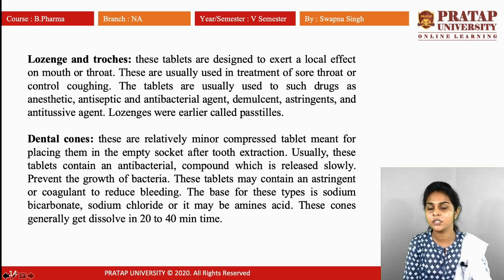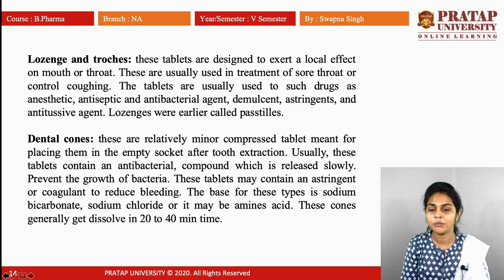Lozenges or troches, for example, Vicks or some antitussive agents, are used to treat the sore throat or control the coughing. That is called lozenges. These tablets contain drugs like anesthetics, antiseptics, antibacterial agents, demulcents. These are all the agents we usually use for such drugs. Okay, as mentioned earlier, lozenges are also called pastilles.